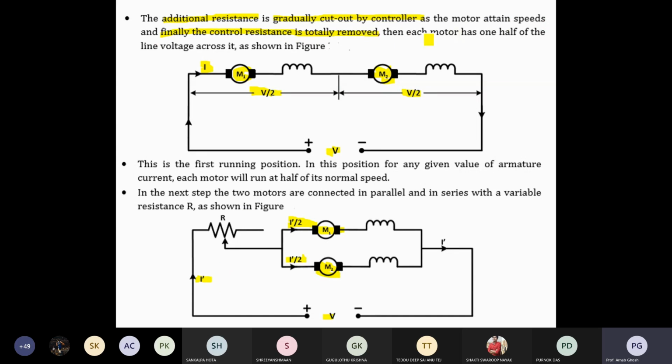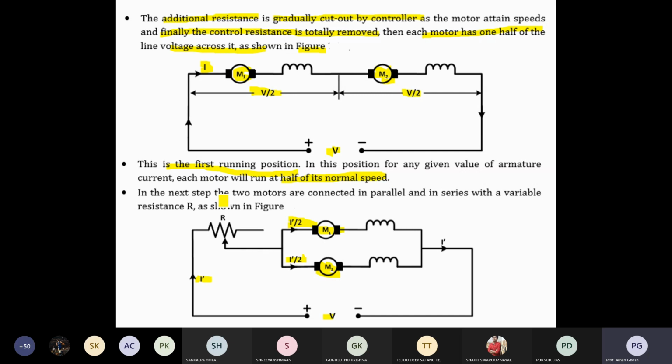Okay, then each motor has 1/2 of the line voltage across it, as given in the figure. This is the first running position. In this position, for the given armature current, each motor will run at half of its normal speed. Eg is directly proportional to the speed, so if the voltage is half, the speed will be half.